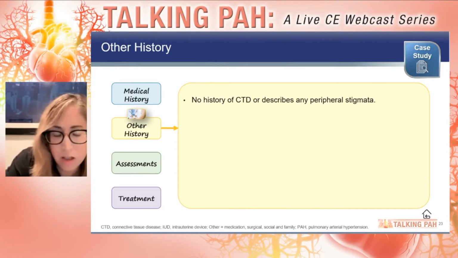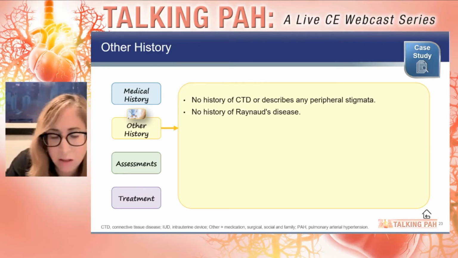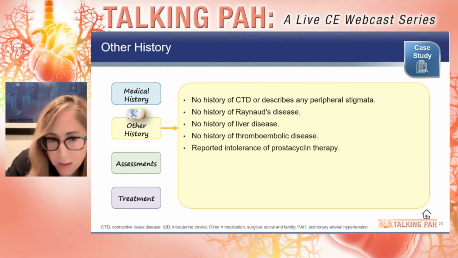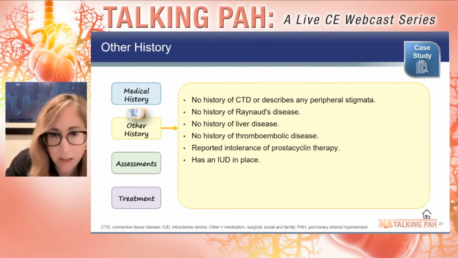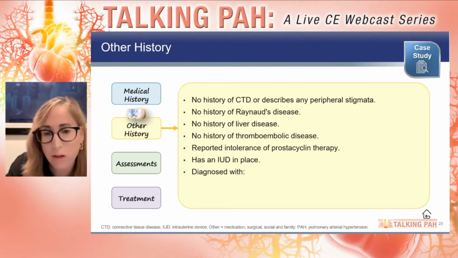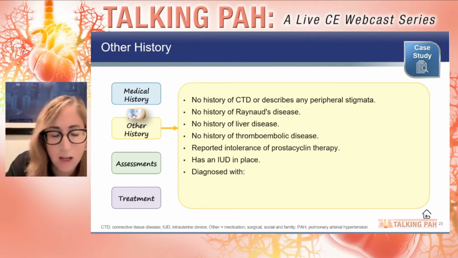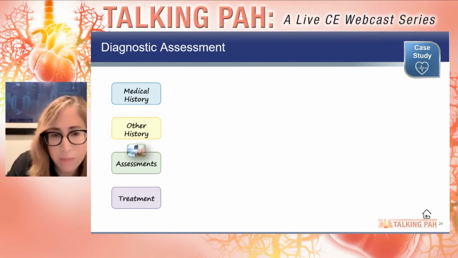Her other history, she doesn't have any family history or any signs or symptoms of connective tissue disease, no Raynaud's, no liver disease, no thromboembolic disease. She reported that she didn't tolerate prostacyclin therapy. She has an IUD in place, which is important because we don't want these patients to get pregnant, because it's a risk for the mom and the fetus. And she has endometriosis and had an abnormal PAP.